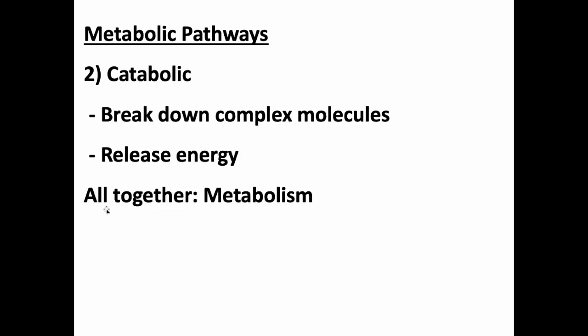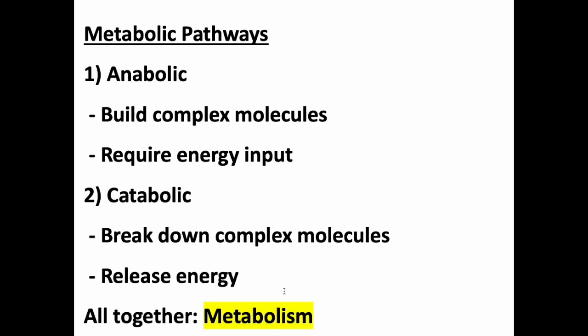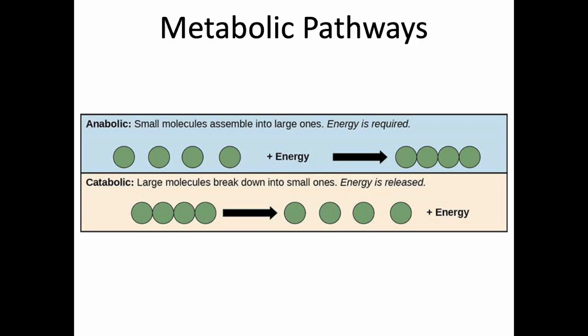All together, if we look at all the anabolic and catabolic reactions going on in the cell, we refer to this as metabolism, just talking about all of the chemical pathways, all the metabolic pathways going on are collectively referred to as metabolism. Which, I almost forgot, is defined in the key terms. All the chemical reactions that take place inside cells, including anabolic and catabolic pathways. So metabolism, just referring to all these things together.